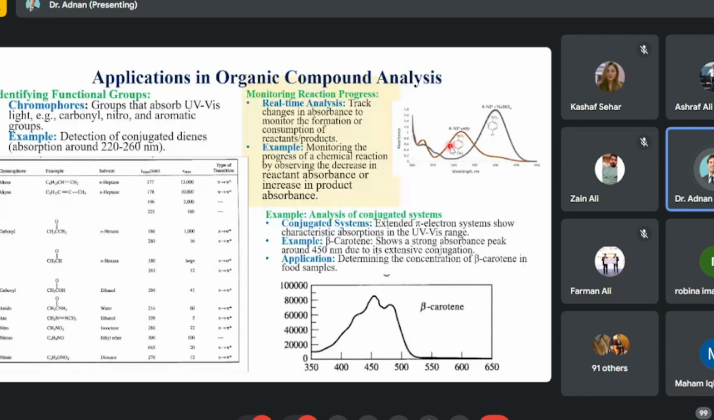Like, for example, here the 4-nitrophenol was reduced with the help of sodium borohydride. So the lambda max has shifted. So this way you can know the reaction progress.